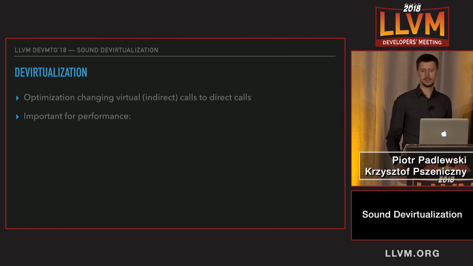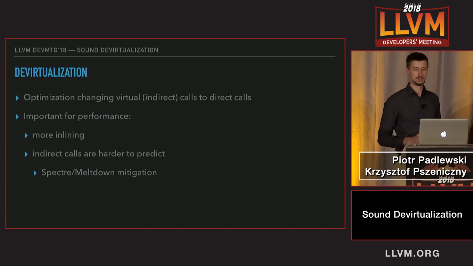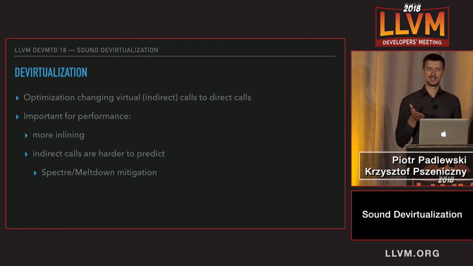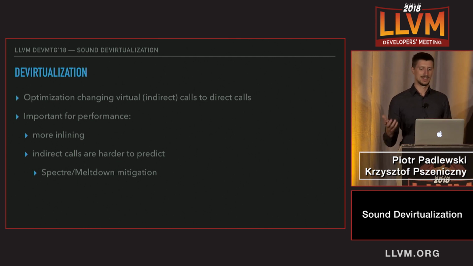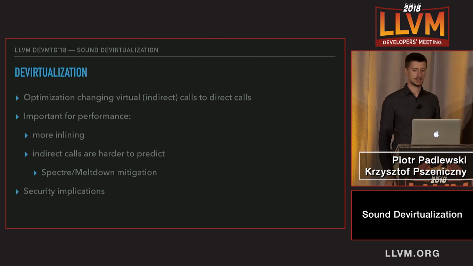And it is pretty important for performance because, firstly, it gives much more opportunities for inlining. And second thing is that indirect calls are hard to predict for the CPU. And this is especially important with Spectre and Meltdown mitigation, which, the retpolines, pretty much disable the speculative jumps for indirect calls. And it also has some security implications because virtual calls are one of the vectors of attacks.